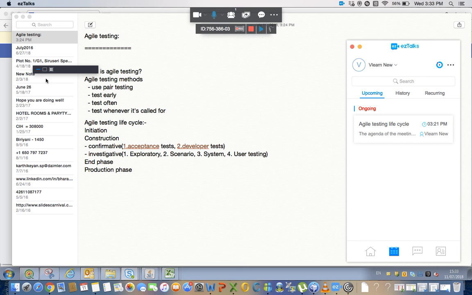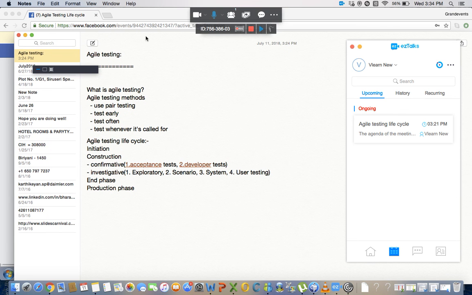So we will start off the session. This session is all about Agile testing life cycle. We're going to see about the testing methods and the life cycle of Agile testing.